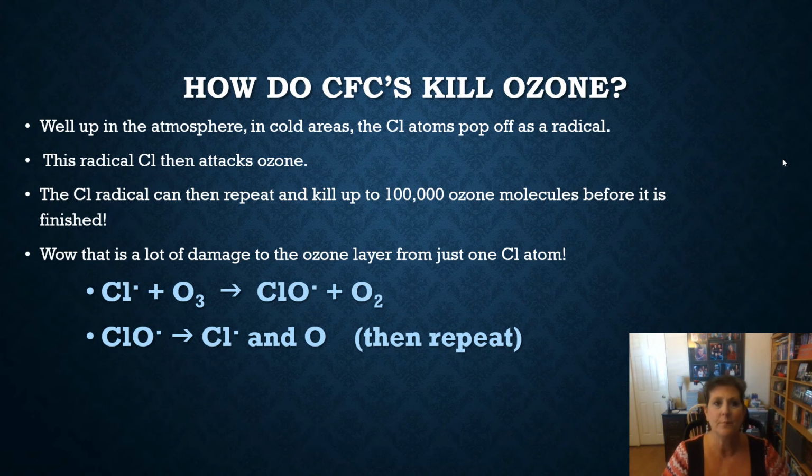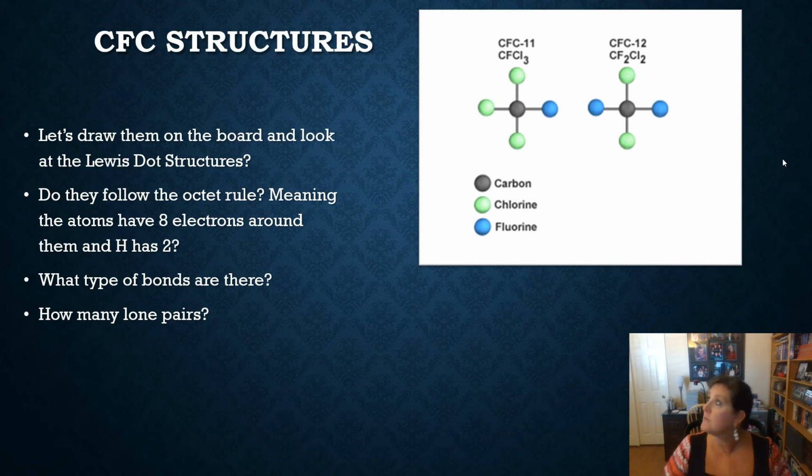Not good. So CFCs look like this here, these little Lewis dot structures, or models, if you will. Carbon's in the middle with the black. Chlorine is the green atom. Fluorine is the blue atom. So we have Freon 11 has 3 chlorines and 1 fluorine bonded to a carbon in the middle. And then Freon 12 has 2 of each, 2 chlorines and 2 fluorines bonded to carbon in the middle. So that's kind of what it looks like.